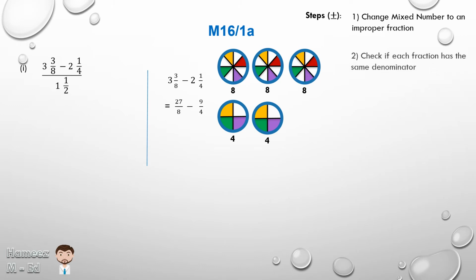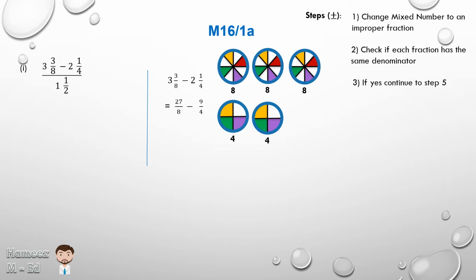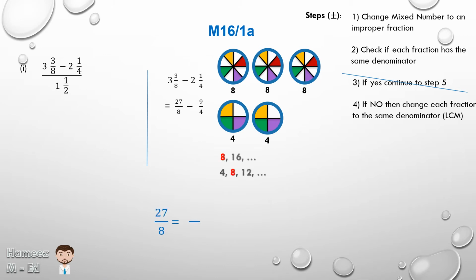We can now look at step 2. Check if each fraction has the same denominator. The first fraction, the denominator is 8, and the second fraction, the denominator is 4. Now there's a shortcut to this in which we can say that 4 goes into 8, so we can ignore it. Therefore, we can use 8 as the common denominator for both of them. Or I will go through the working as before, where 27 over 8 will, when we multiply by 1, below 8 by 1 is 8, and 27 by 1 is 27.